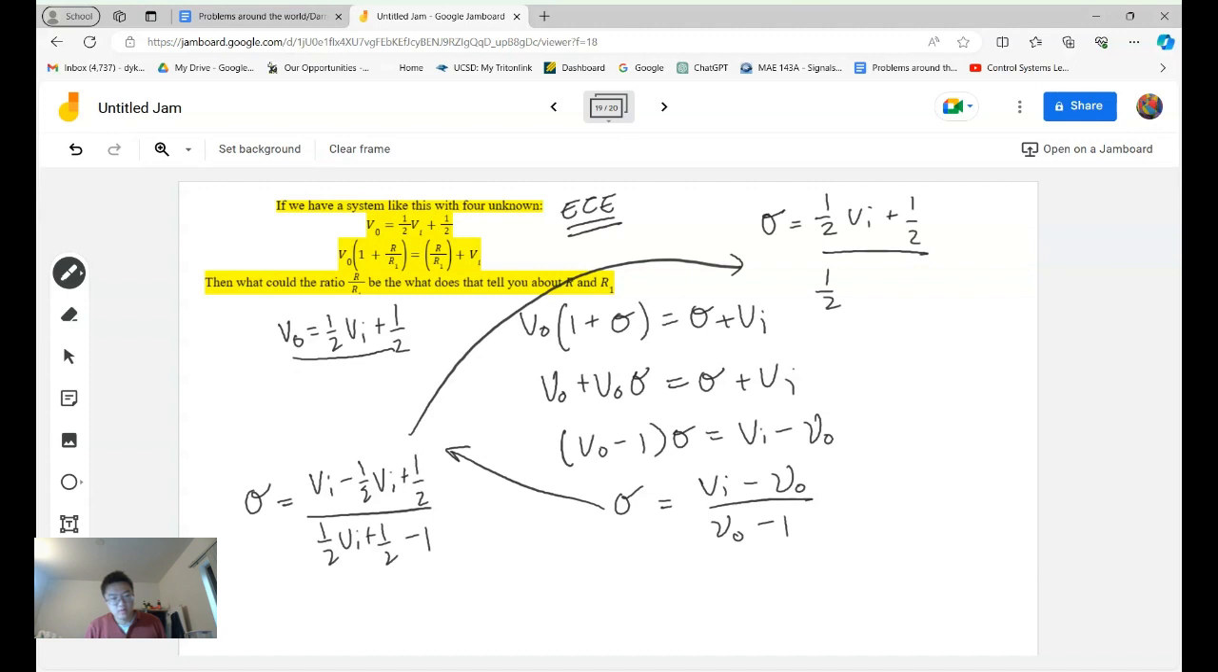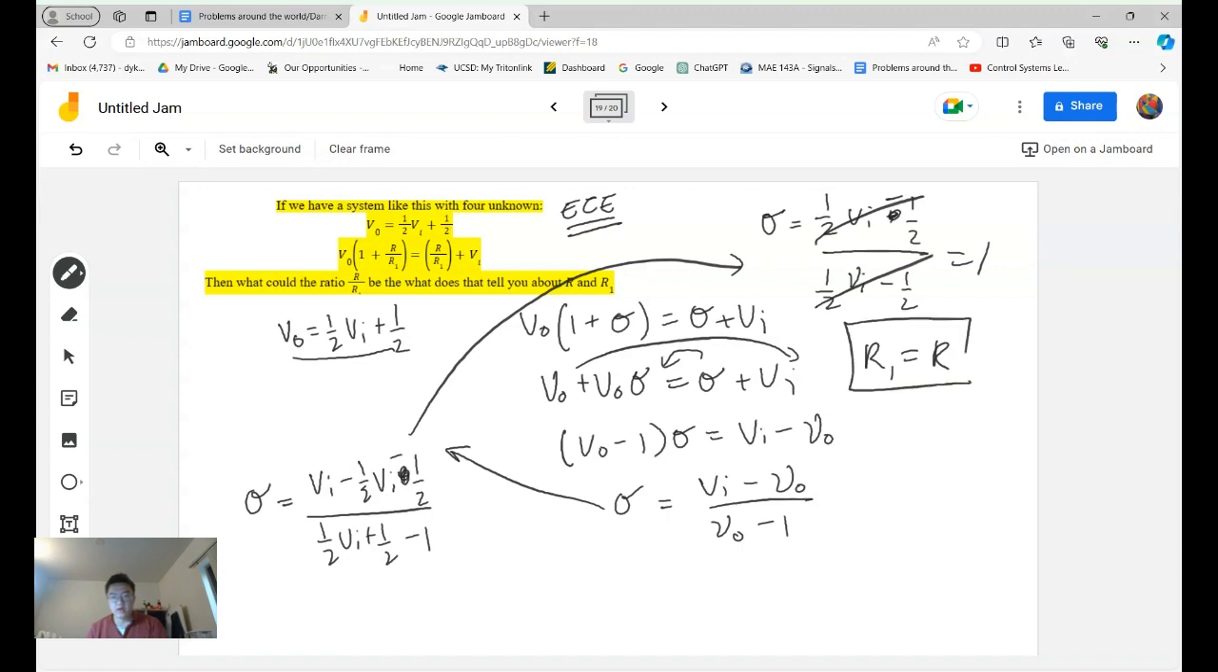Wait, something's wrong. What did I do wrong? There's something wrong with this. Let's go over here. It's minus, and that goes over here. That's minus V0. This is negative because we cross through that. So this is negative, and then this is Vi minus 1 half. That equals 1. So that tells us R1 equal R is one possible solution.